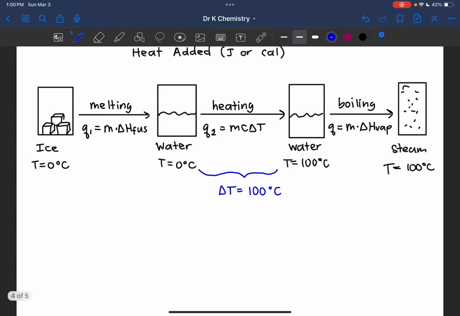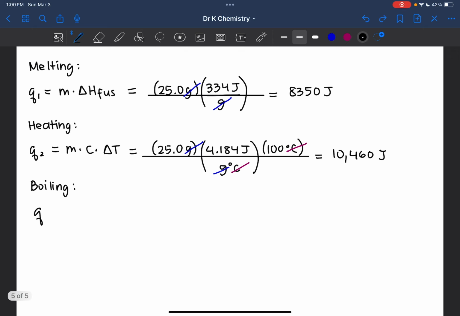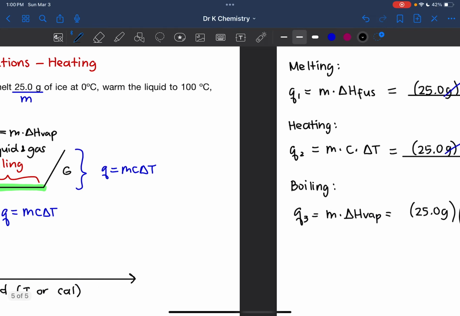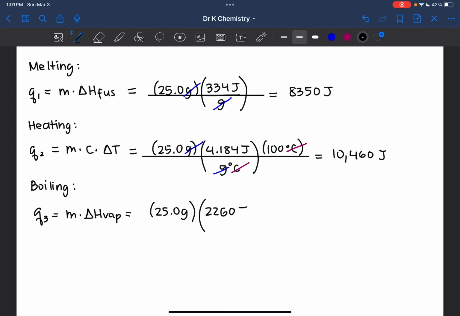Okay, for boiling, our equation was Q equals mass times the heat of vaporization. So I'll copy that over. And mass, as usual, was 25 grams. And then we'll look up the heat of vaporization. And that value in joules is 2260 joules per gram. So I'll plug that in. Okay, and now we have grams in the numerator and denominator, so they will cancel out, and our heat is expressed in joules.